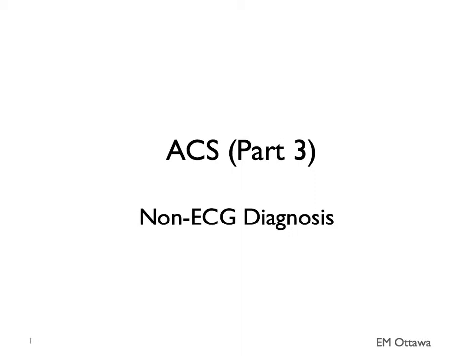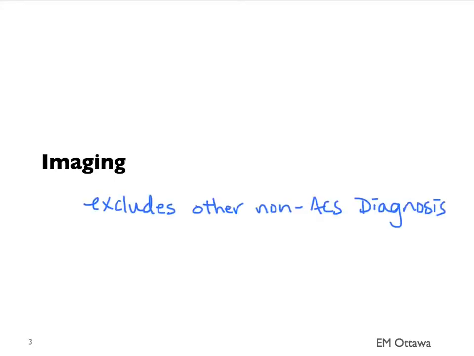Welcome back to part 3 of ACS. In this section, we'll talk about how to make the diagnosis using non-ECG modalities. They're separated into imaging and blood work. For imaging, we have chest X-ray, bedside ultrasound, and CT. Let's start with that. The purpose of imaging is really to exclude other diseases that give patients chest pain.